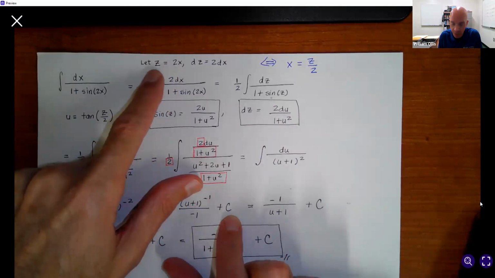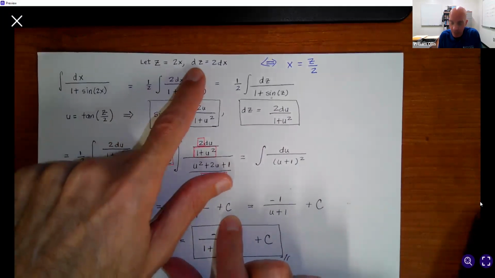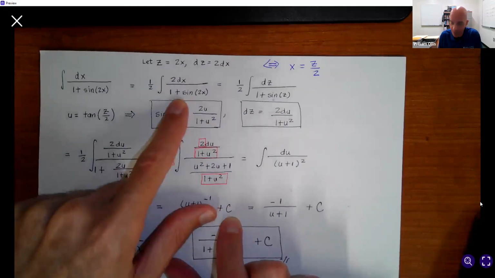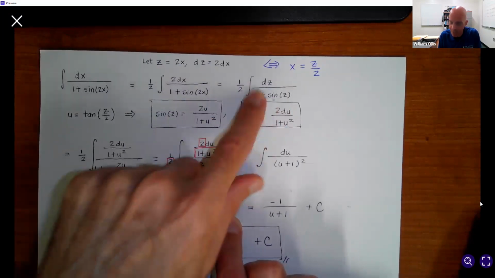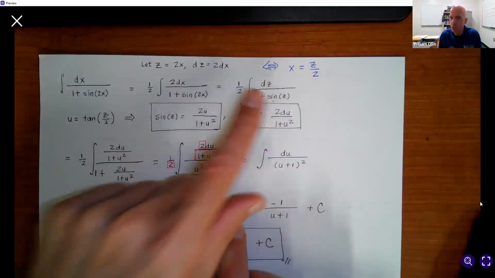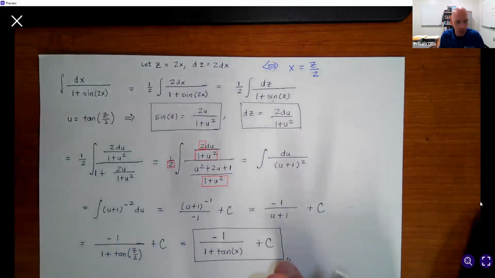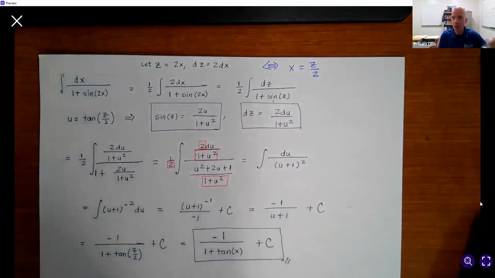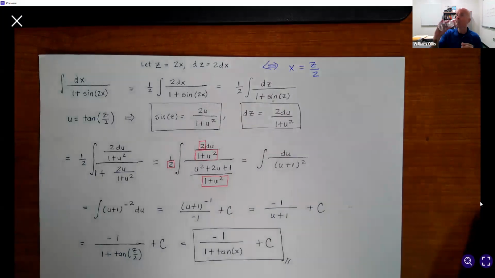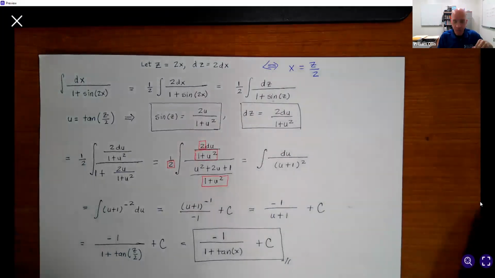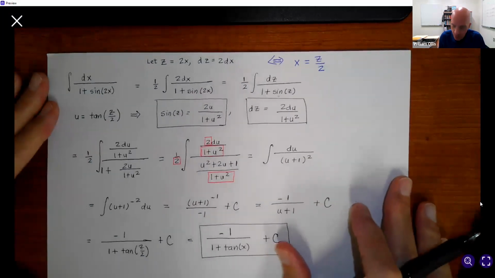I'm going to do the same substitution here and just say z is equal to 2x, dz is 2dx. So this looks just like the last problem, and this is exactly what we had before. There's no difference at this point. What I want to show you is, since we have the Weierstrass technique, let's go ahead and use that just to get some practice with it.